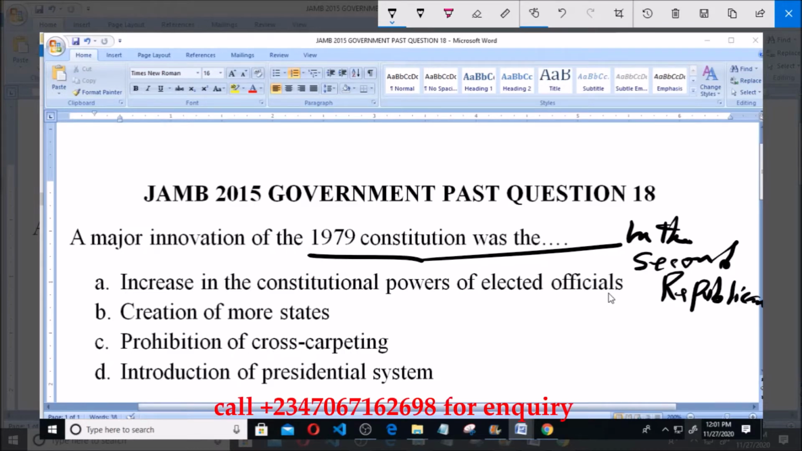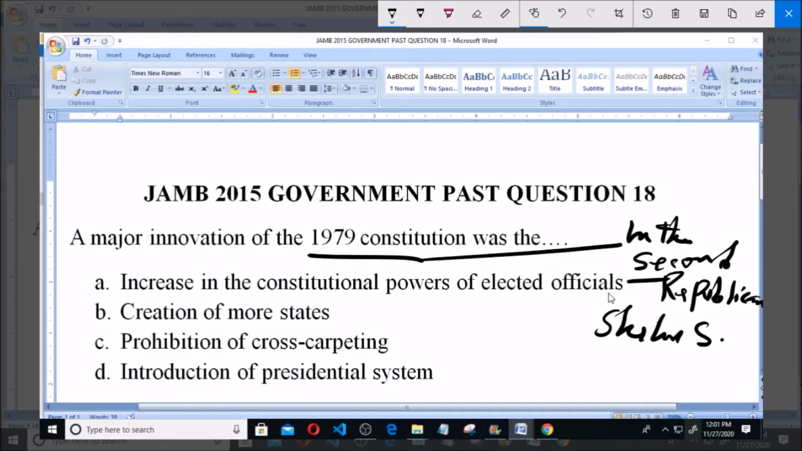And it was the election that brought Shehu Shagari to office. So option A says increase in the constitutional powers of elected officials. B, creation of more states. C, prohibition of cross-carpeting. D, introduction of presidential system.